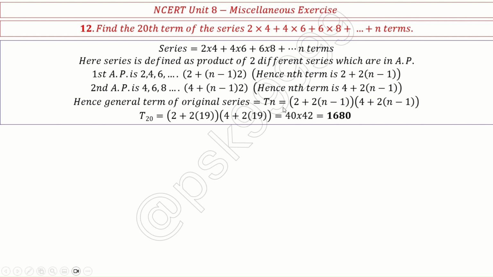Now the general term Tn is the product of these two general terms. So you simplify it, and you need the 20th term, right? So n equal to 20, if you substitute, what you will get is 40 into 42, which is 1680. Okay, so this is the answer. Next.